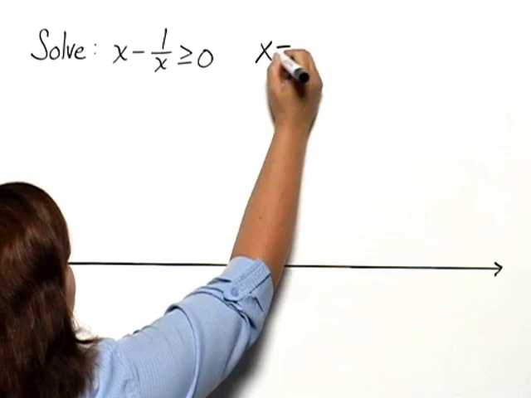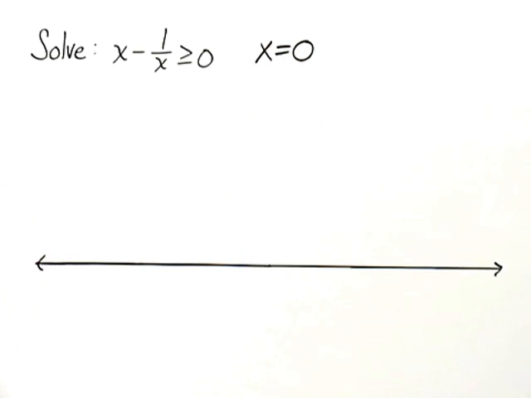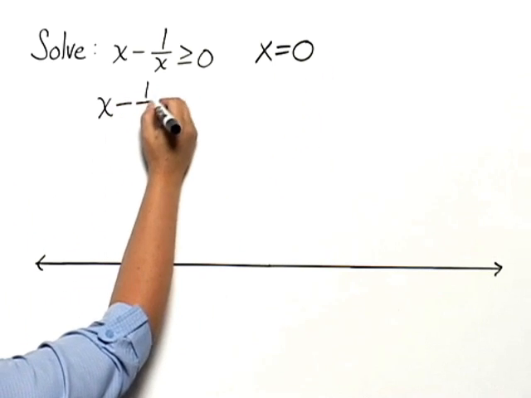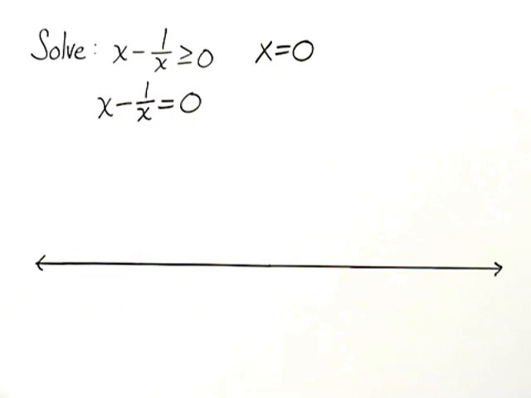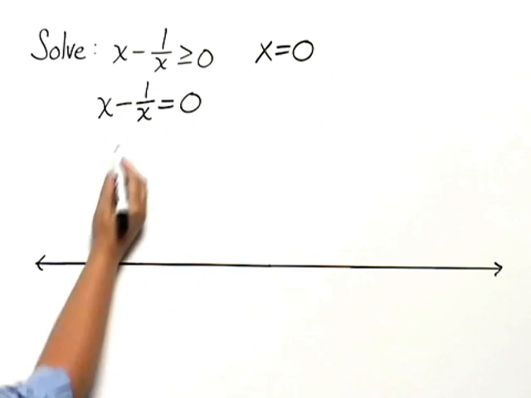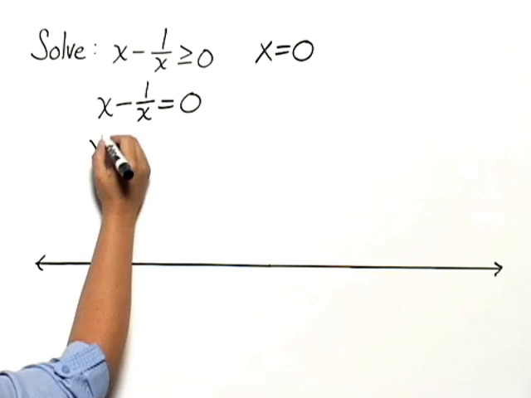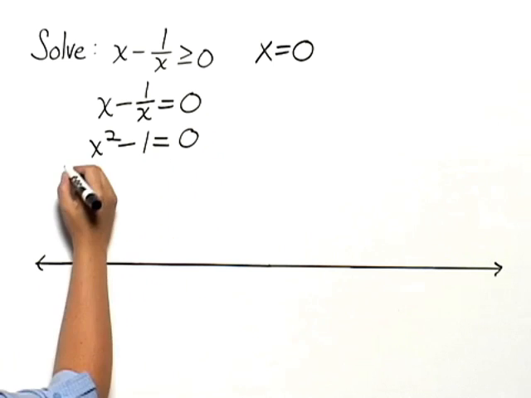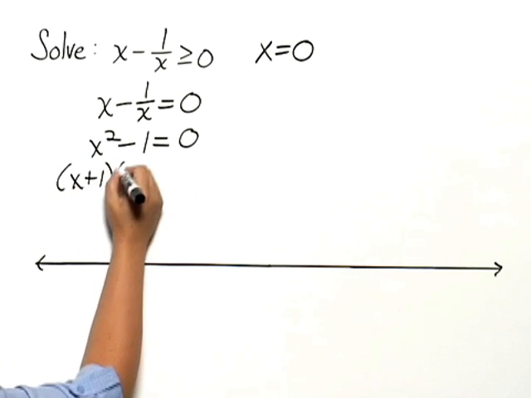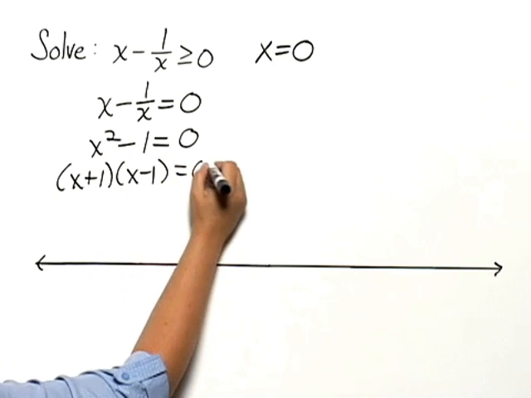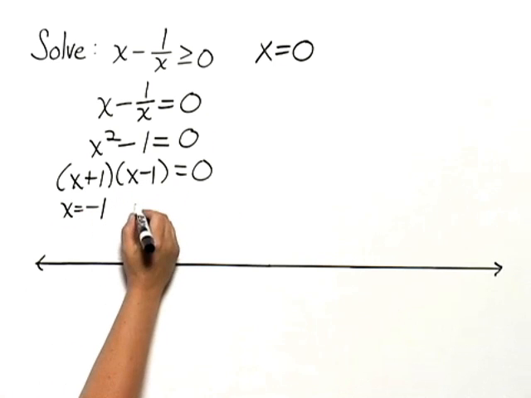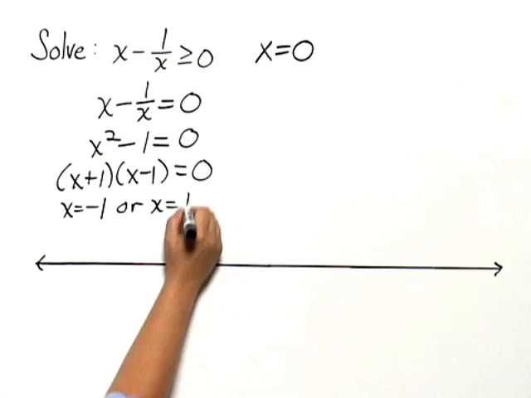So x equals 0 will be one point that we will want to use to divide this number line into intervals. The second type we look at is where the related equation is true. In other words, what values of x will make this true? Well, if we multiply everything by x, we get x squared minus 1 equals x times 0, which is 0. Factoring, we have x plus 1 times x minus 1 equals 0. If x plus 1 is 0, x equals negative 1. And if x minus 1 is 0, x equals 1.